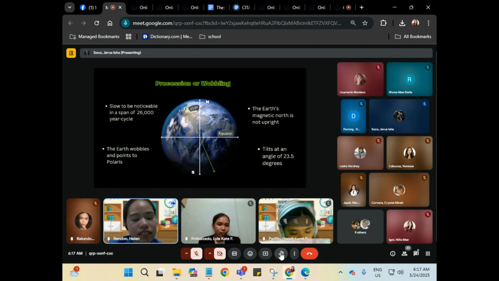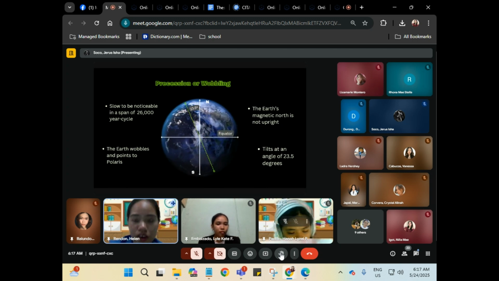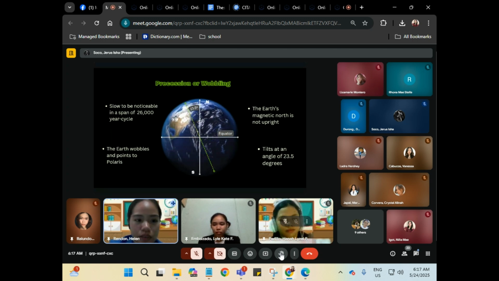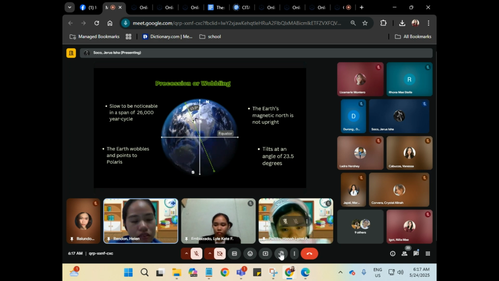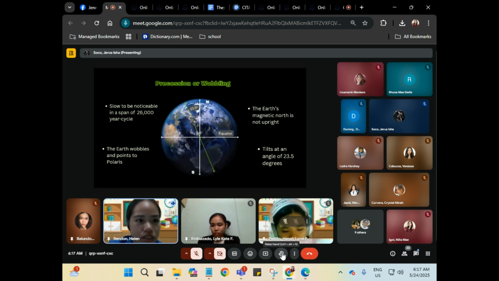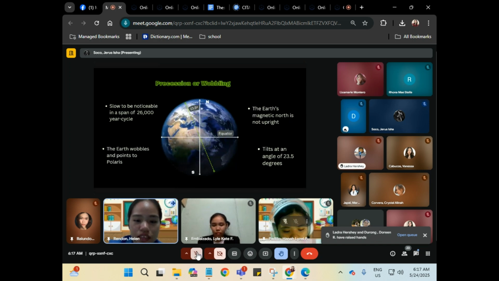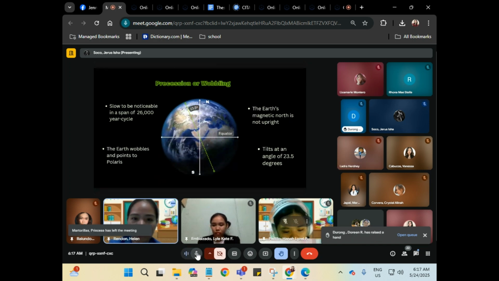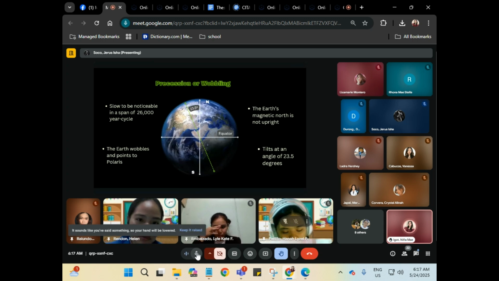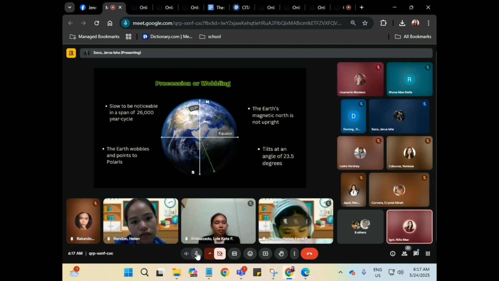All right, so there is another type of motion the Earth undergoes, which is called precession or wobbling. So can someone please read what is written on the screen? Can I have Egot? Precession or wobbling, too slow to be noticeable, in a span of a 26,000-year cycle. The Earth wobbles and points to Polaris. The Earth's magnetic north is not upright and also tilts at an angle of 23.5 degrees.